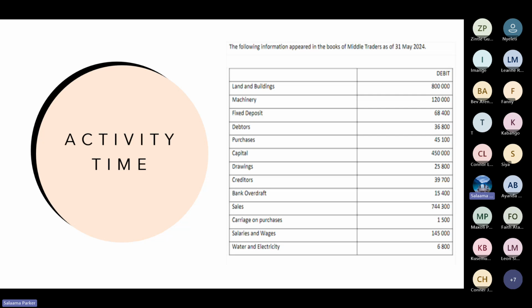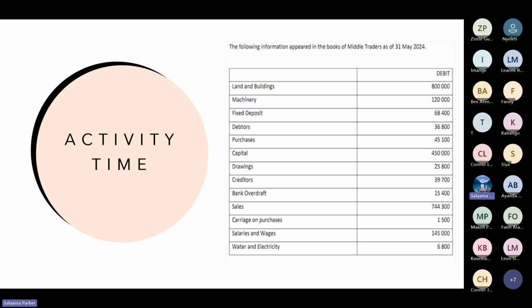Purchases, what is purchases? Purchases is an expense, so E, right? Capital, proprietary, drawings, proprietary, creditors is a liability, bank overdraft liability, sales is an income, carriage on purchases is an expense, salaries and wages is an expense, and water and electricity is an expense. Right. And the minute you know that, you already can classify where you are going to be putting this.